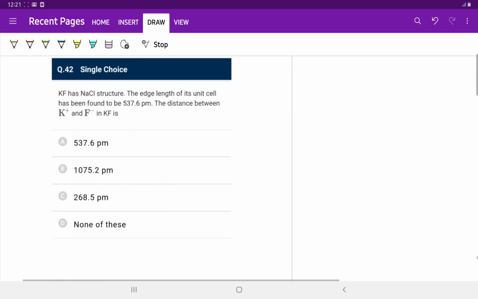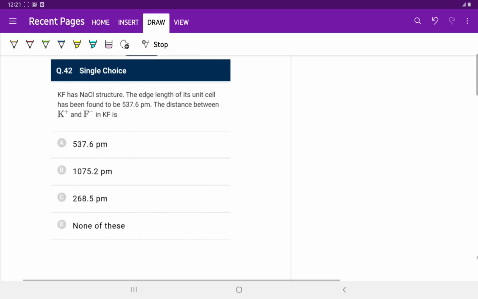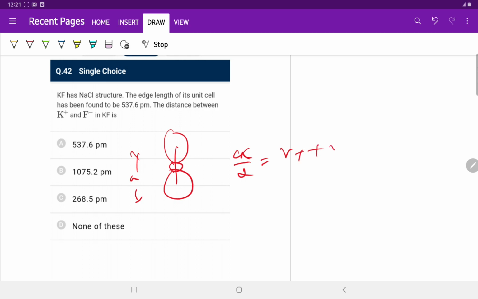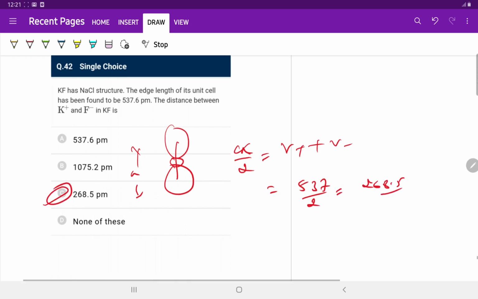Question number 42. KF has NaCl structure. The edge length of the unit cell has been found to be 537.6 picometer. The distance between the K plus and F minus is, okay, this is F minus, this is F minus, this is K plus, and this is the edge length. Okay, so a by 2 is equal to R plus plus R minus, which is equal to 537 divided by 2, 268.5. Option C is correct.